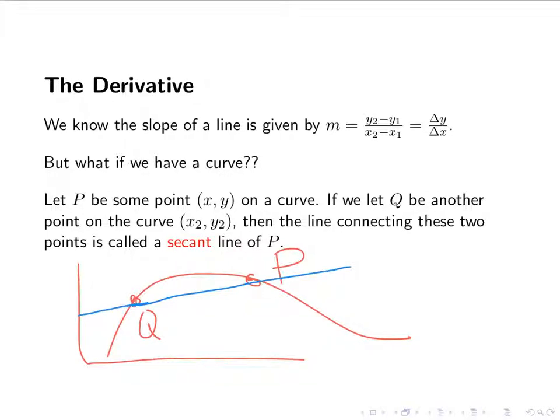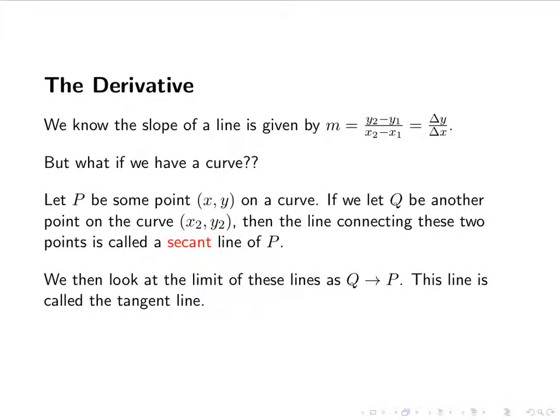And what we're going to be interested in is having our P move actually closer to Q. So I'll have another P here, and I'll draw another secant line. And then I'll have a P even closer, and I'll draw another secant line. So I keep moving P closer and closer to Q and drawing these secant lines. And what we're interested in is the limit of these lines as Q goes to P. This new line is called the tangent line.